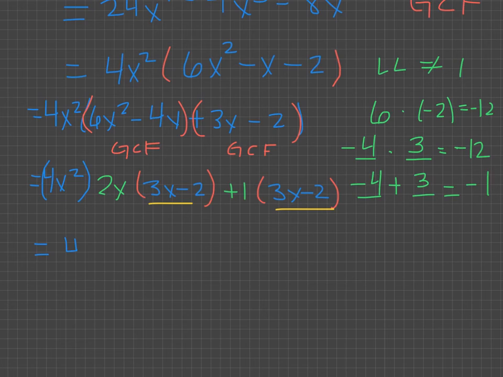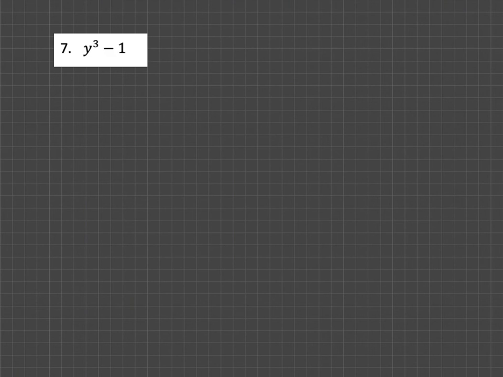Now, this 4x squared, we keep just dragging that along with us. And now we can bring that 3x minus 2 factor out in front. And now we're going to write down what's left over. We have a 2x and a plus 1. This is one of our special cases. This is the difference of two cubes.